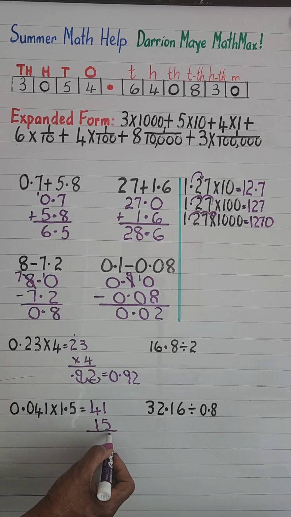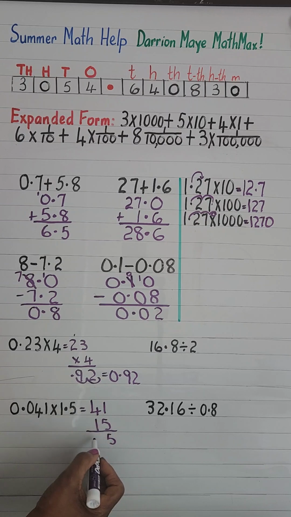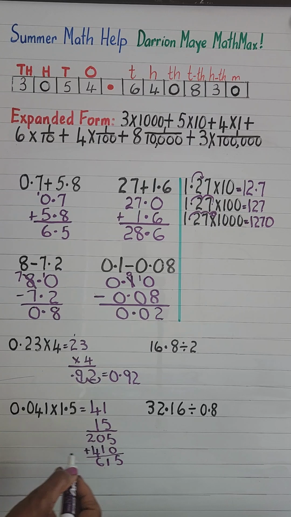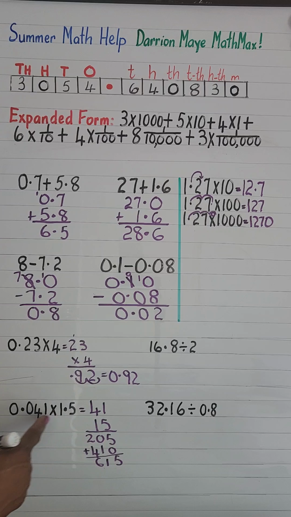5 times 1, 5. 5 times 4, 20. 1 times 1, 1. 1 times 4, 4. And then we add. We could put a 0 right there. This is 5. This is 1. And this is 6. Now we go to our original problem.